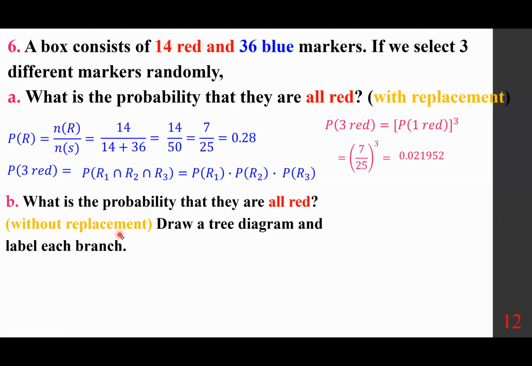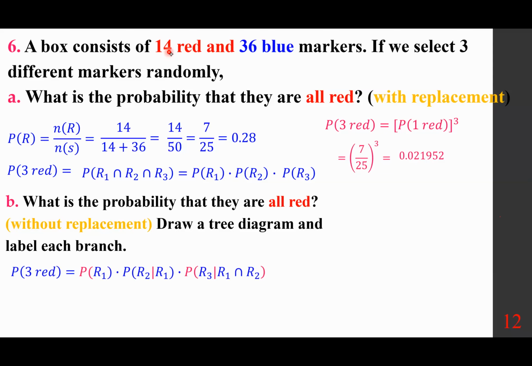When you have 3 to pick, the first one has the probability of the same thing, 14 out of 50. But for the next one, remember, you've picked one and it is gone, so your sample space is no longer 50. That goes down to 49. And if one red is gone, 14 goes down to 13, and this thing continues.